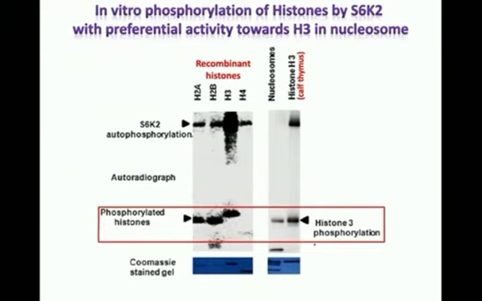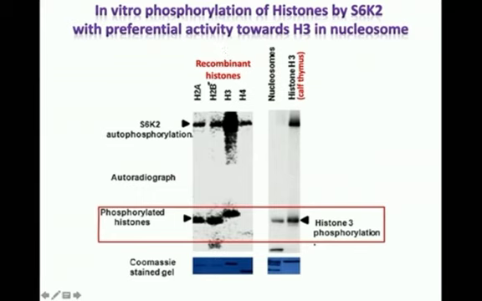Let's do another in vitro phosphorylation. We have a clue initially that S6K2 could be involved in the phosphorylation of histone 3. So we need to discriminate if it's precisely for histone 3 or if it can phosphorylate other histones. So we've done another in vitro kinase assay.